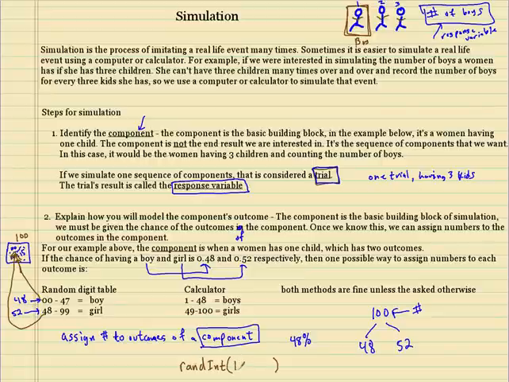Random integer, 1, 100, and 3. Okay, that's how you would do this. You're going to get a number from 1 to 100. If the number is 1 to 48, it would be a boy, 49 to 100 a girl. So for example, it could come out like this: 10, 52, 96, something like that. So this would be boy, girl, girl. That would be one trial.